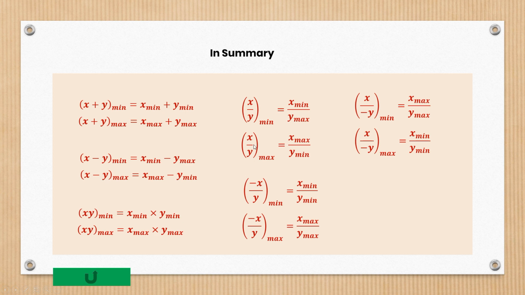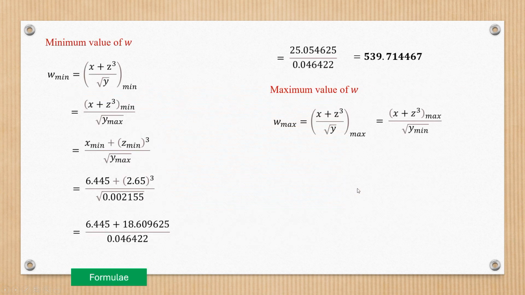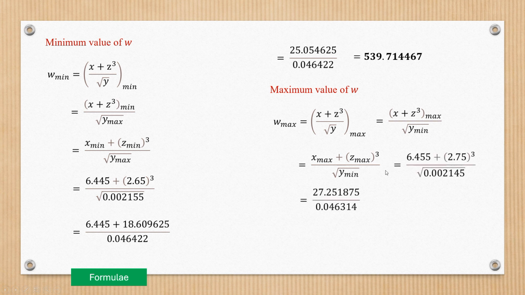Now when I find the maximum value of w, when we're doing the maximum of positive quotients, I'll have max over min. So this is basically what I'll have. And then when I break this down further, in addition, I have x max plus z max cubed. So now I can just plug in the values, and this is what I'll get: 588.413651.